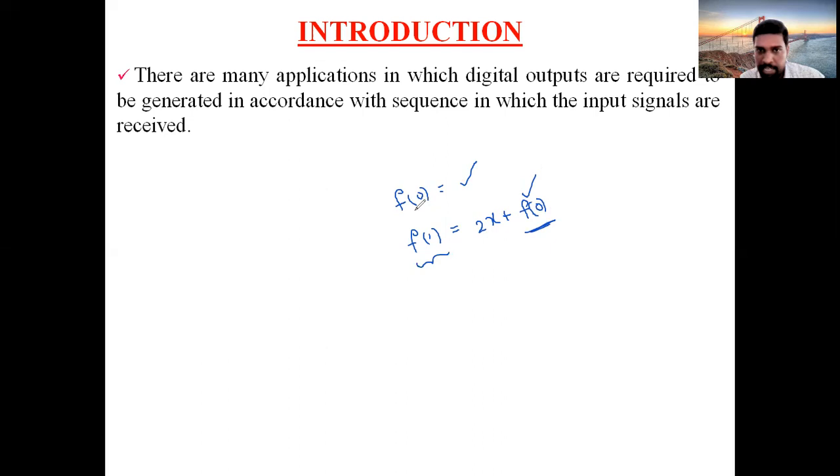So after finding this f of 0, you need to substitute that value here, then only you will get the value of f of 1. So in order to substitute this value, first of all, you need to store this value. You need to store the previous output. In order to use the previous value, first of all, you need to store that. Then only you can use it any time you want. Unless you store the previous output, you cannot use it whenever you need. So first you need to store that.